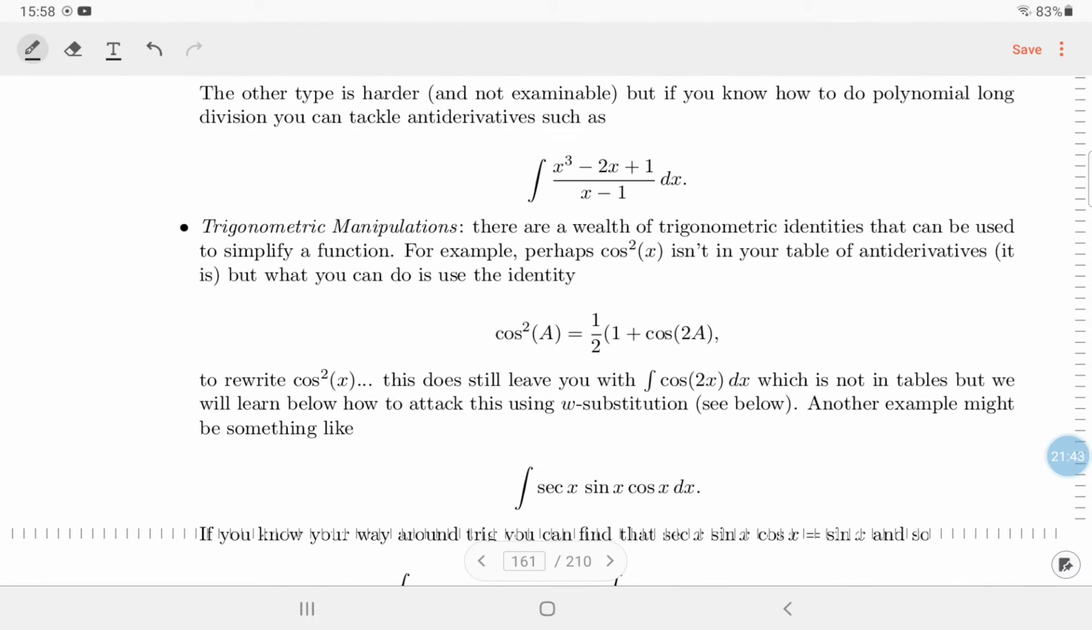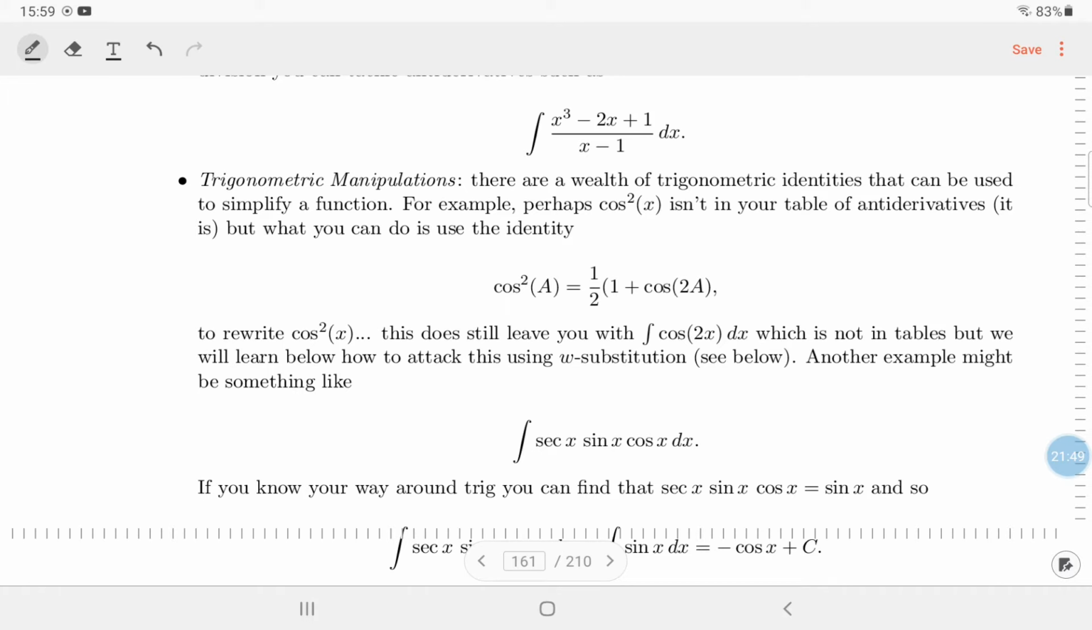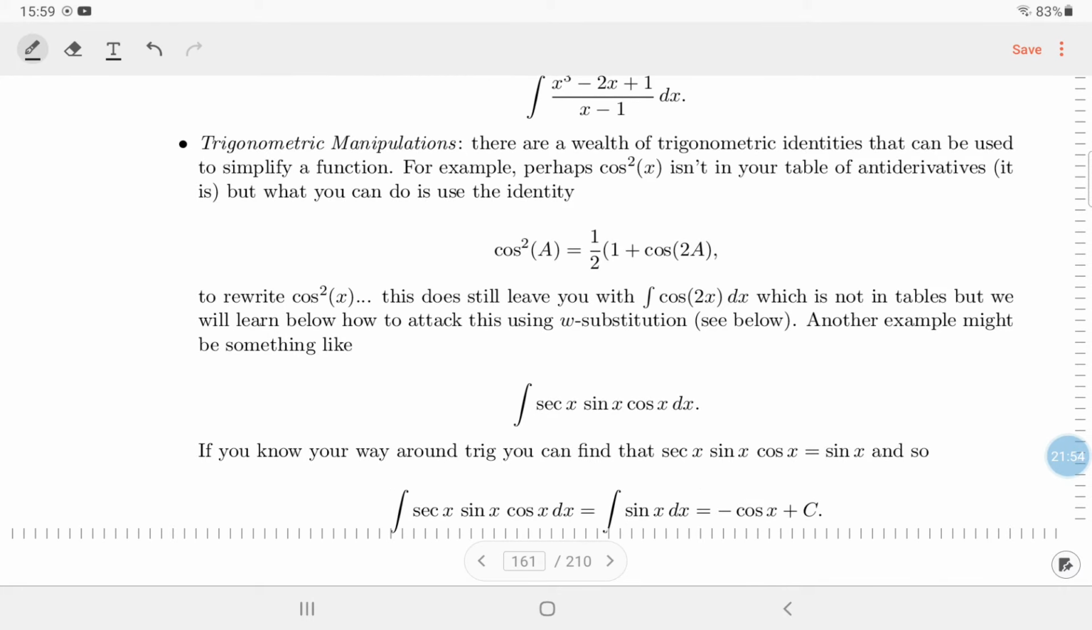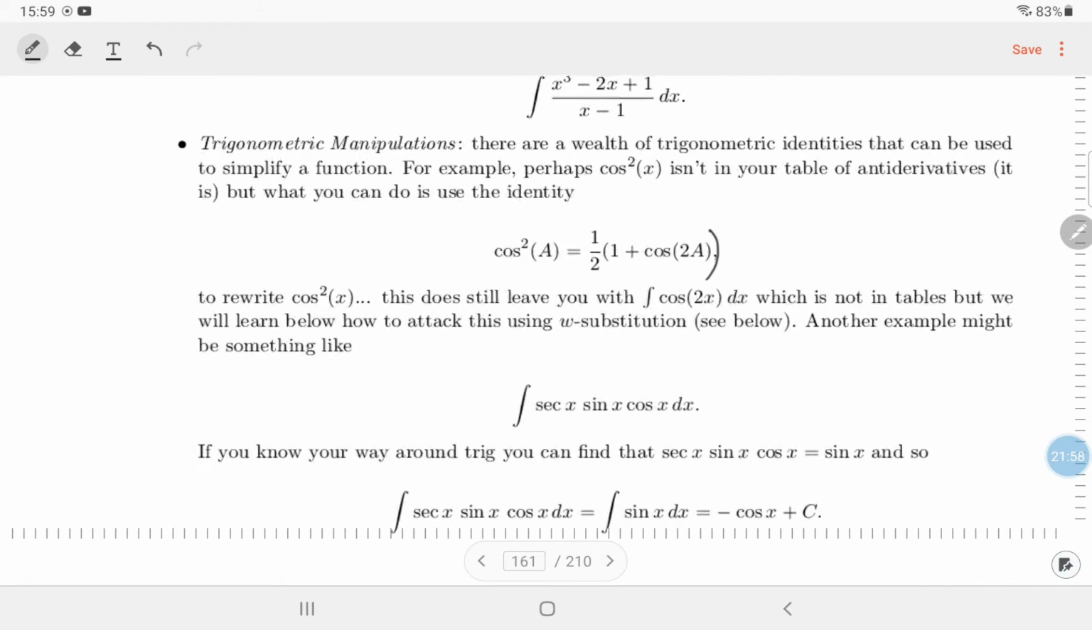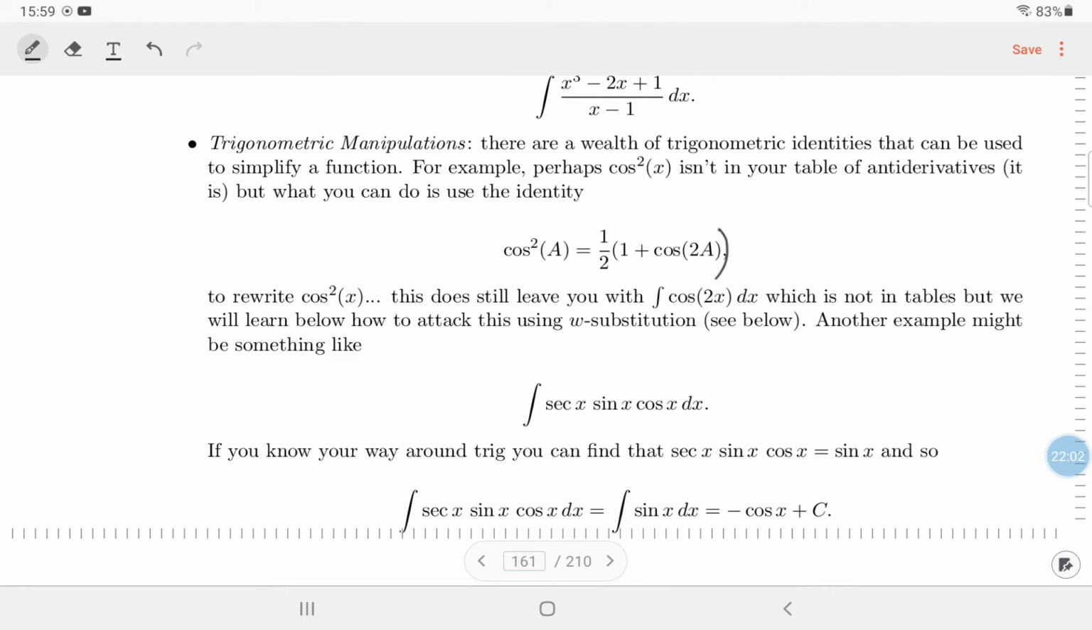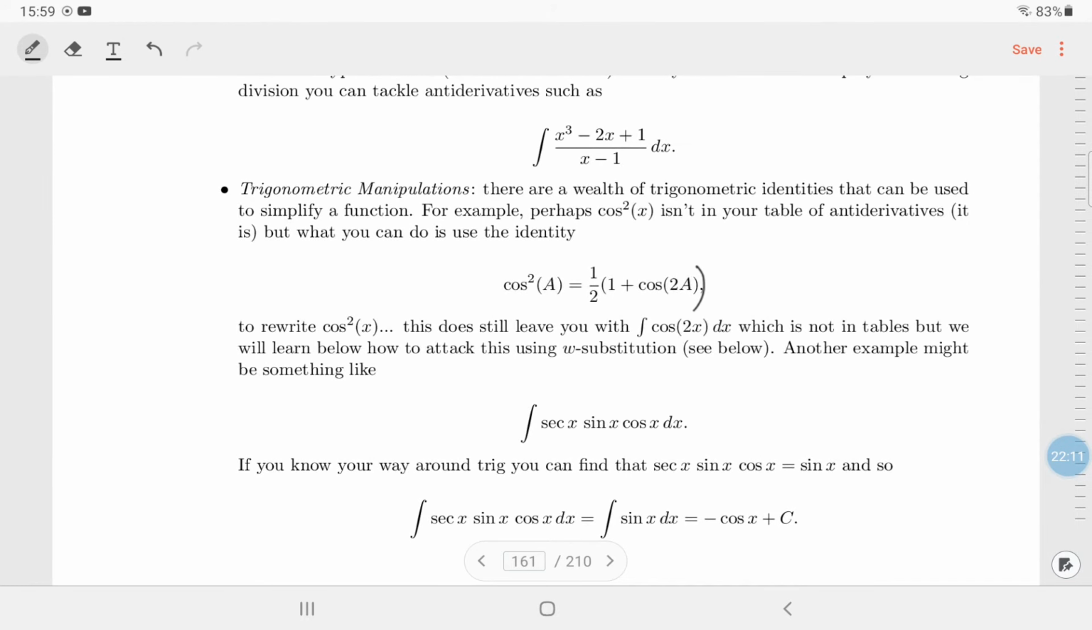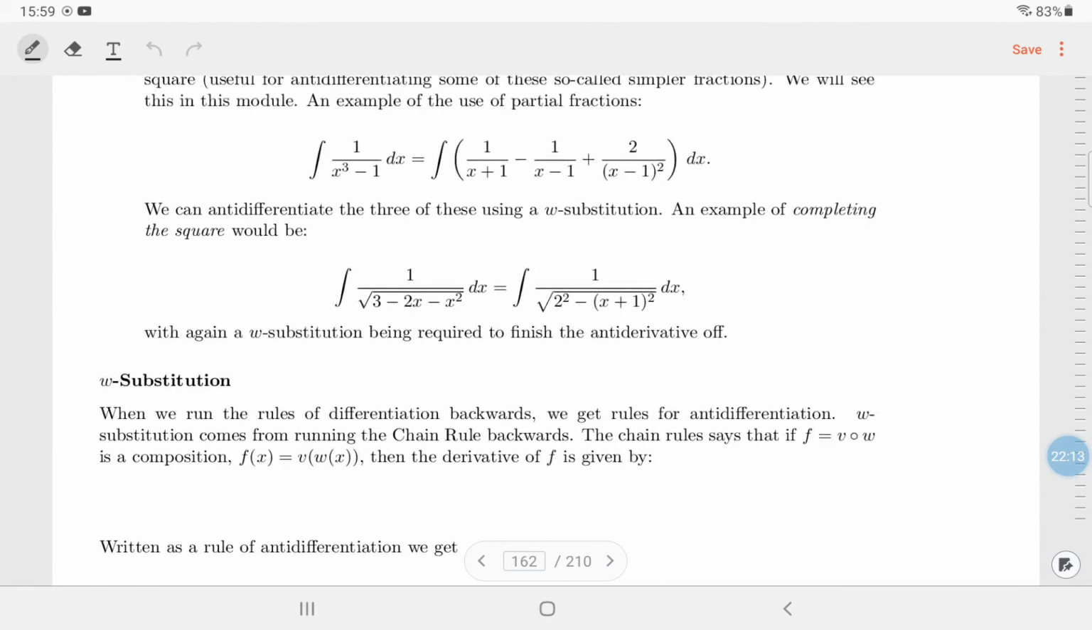Another thing that I'm probably not going to really look at is trigonometric manipulations. So for example, you can use formulas. If you have a cos squared, you can write it as a half of 1 plus cos 2a, and both of those are in the tables. With sec by sine by cos, you can use some trigonometric identities to see that this is actually just equal to sine, for example. So this is just simplifying stuff with sine and cos and tan. What else have we got?